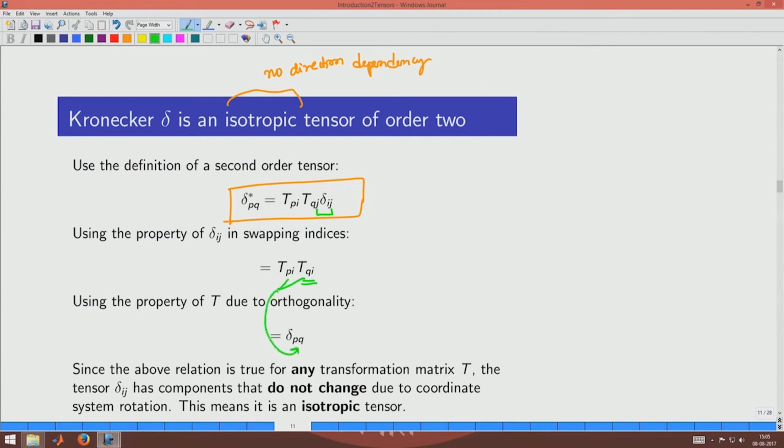Now, we see that on the left hand side we have the Kronecker delta in the new coordinate system, and on the right hand side we have the Kronecker delta in the old coordinate system. The indices are the same, and whether we put a star or not, the numbers are simply again 1 or 0. Therefore, we can say that the Kronecker delta transforms in such a way that it does not have the elements of the transformation matrix sticking in, and it does follow the rule of a second order tensor. So, it is a second order tensor, but an isotropic one.